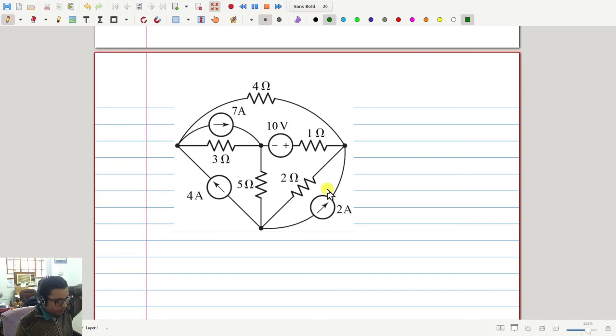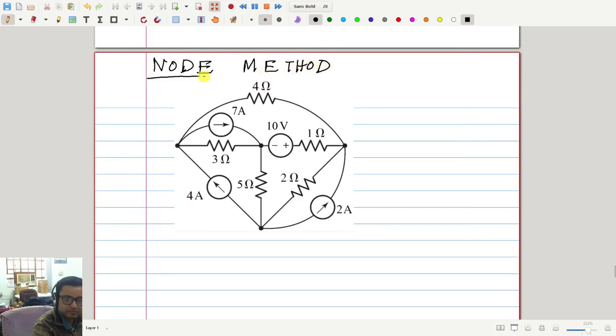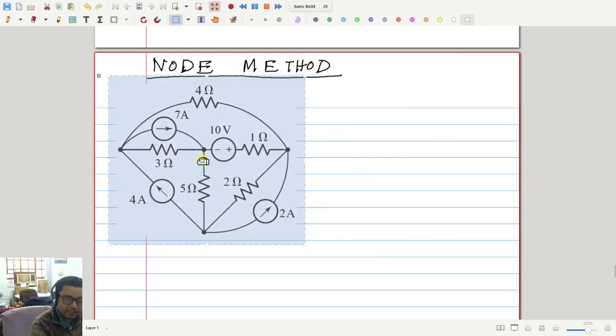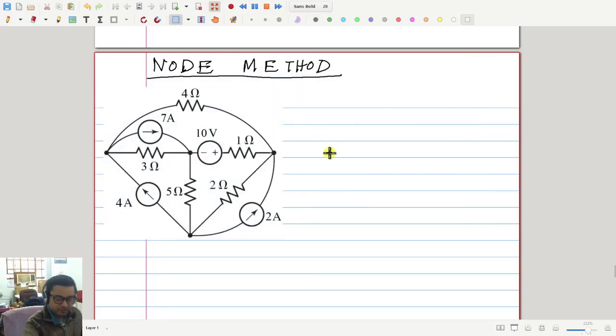Next, let us learn maybe one more method of how to solve general circuits. And this method is called nodal analysis, or the nodal method. Okay, so here I have a circuit and we have to solve this circuit. We have to find all voltages, currents, everything. Okay, how do we do it? We will do it this way.